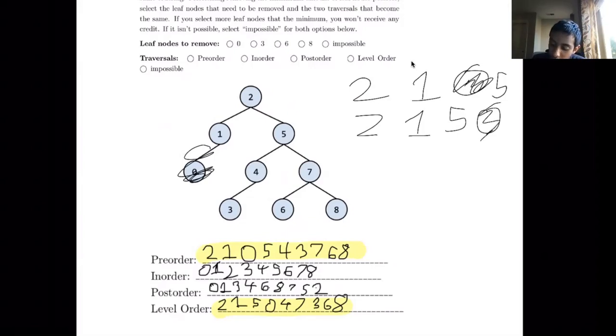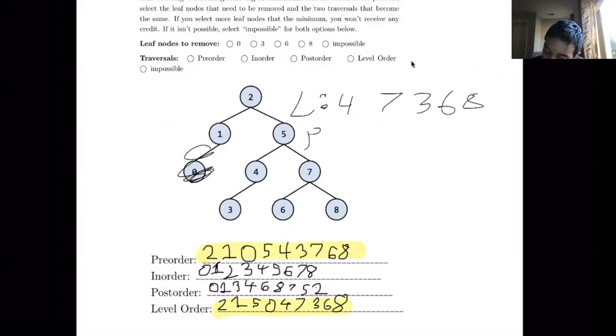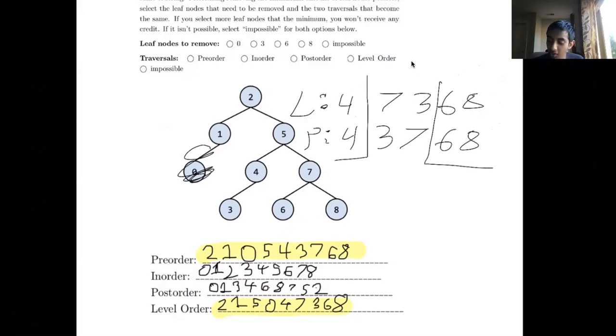The next part here is 4, 7, 3, 6, 8, and that's the level order version. Let me just go ahead and fix this up. Okay, so the rest of the traversal that we can examine is the following: 4, 7, 3, 6, 8. This is for level order. And for pre-order, it would be 4, 3, 7, 6, 8. We notice that these 2 are the same, and these are the same.